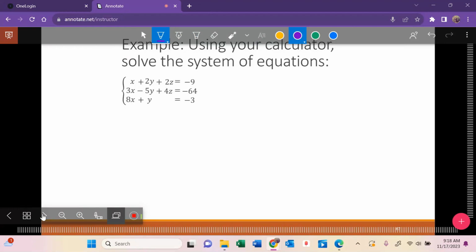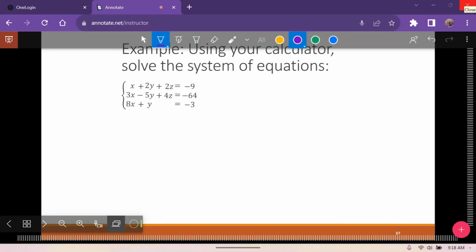All right, let's take a look at the next one. Use a calculator to solve the system of equations. Again, we're going to use NumWorks because we have been doing that, but let's go ahead and write our augmented matrix first. You can practice writing that on your paper before doing it in your calculator.